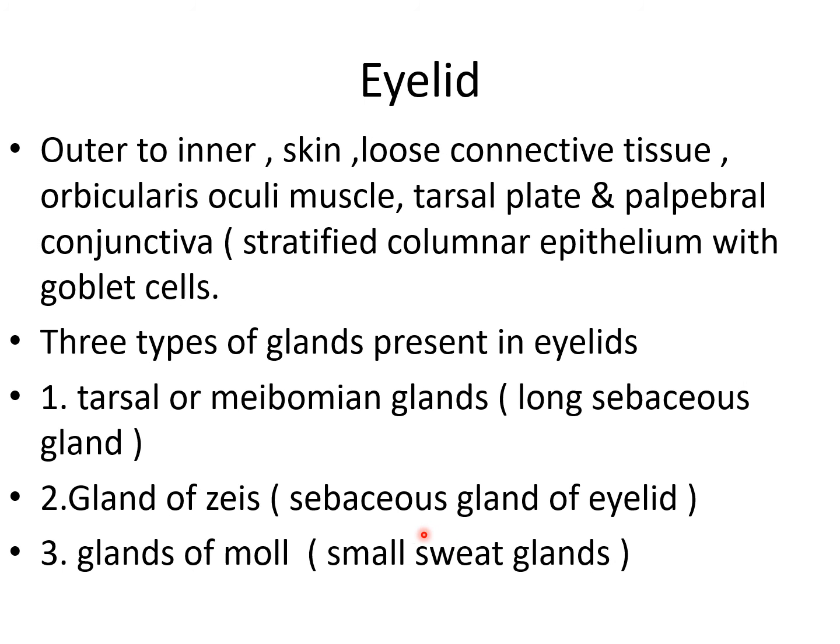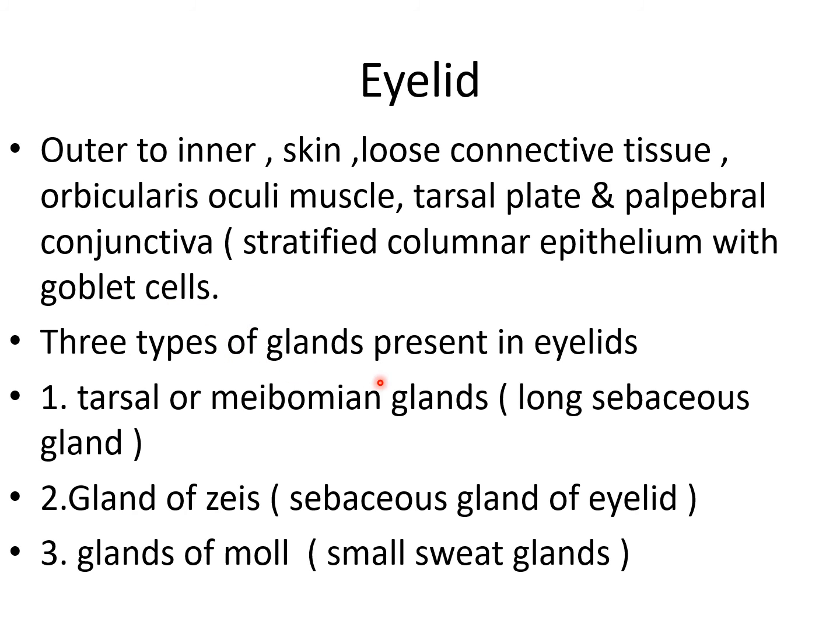Now the eyelid. The eyelid consists, from outer to inner, of skin, loose connective tissue, orbicularis oculi muscle, tarsal plate, and palpebral conjunctiva, stratified columnar with goblet cells.